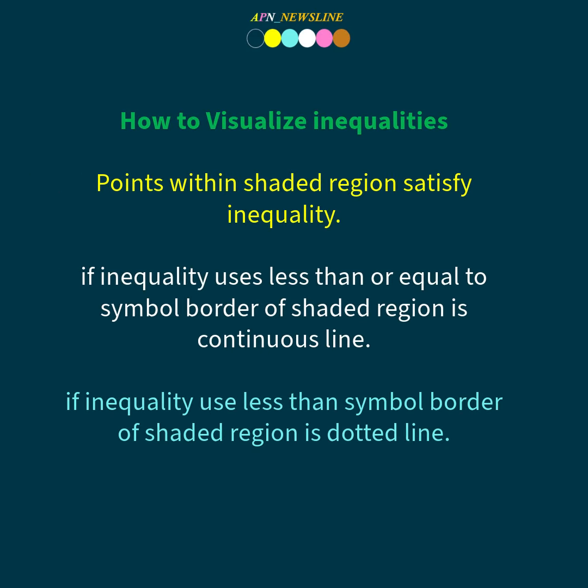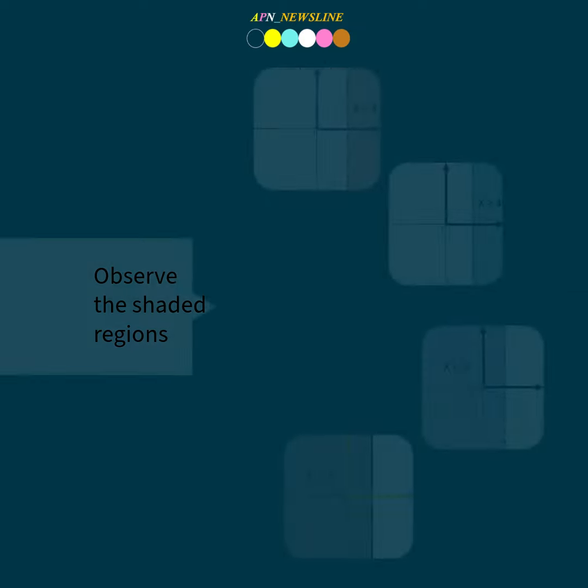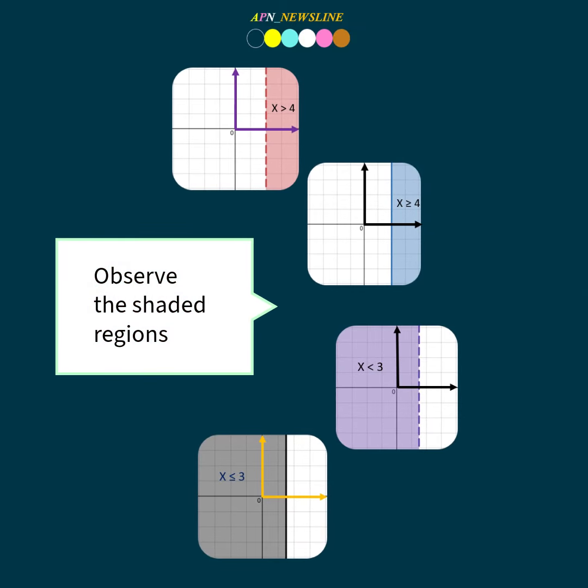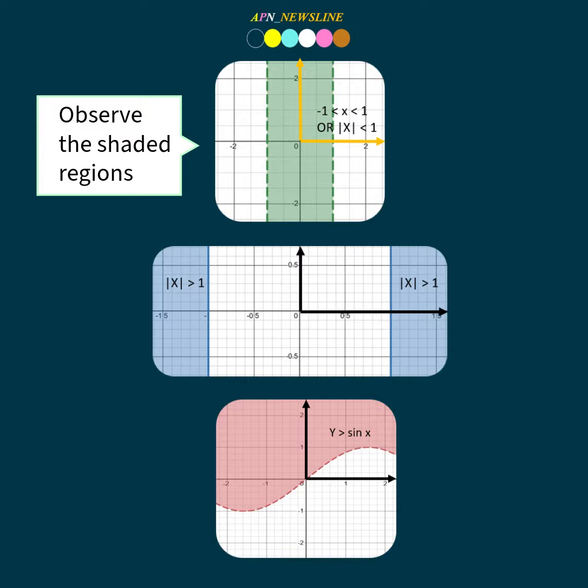How to visualize inequalities. Points within shaded regions satisfy the inequality. If the inequality uses the less than or equal to symbol, the border of the shaded region is a continuous line. If the inequality uses the less than symbol, then the border of the shaded region is a dotted line.